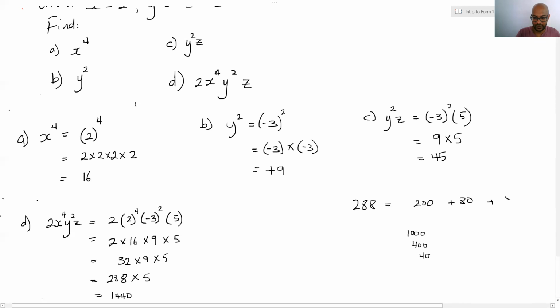If I'm multiplying by 5, this is an easier way to multiply quickly by 5 without having to do too much working. 200 by 5, 2 by 5 is 10, put back the other 2 zeros. 80 by 5 is 400. 8 by 5 is 40, and bam. 288 by 5, 1,440. So neat little arithmetic trick there.